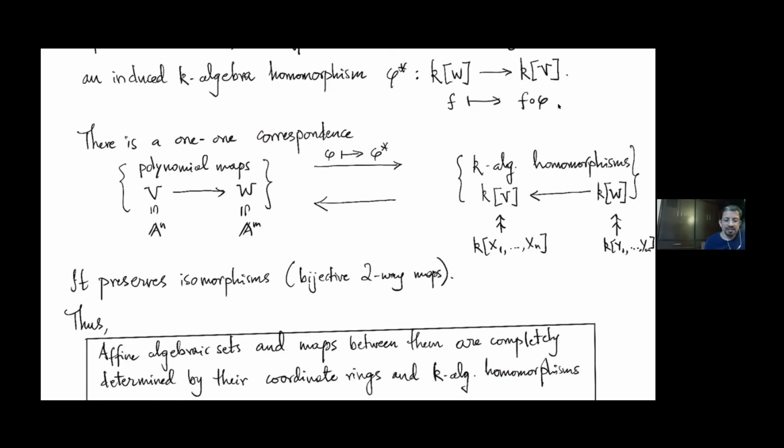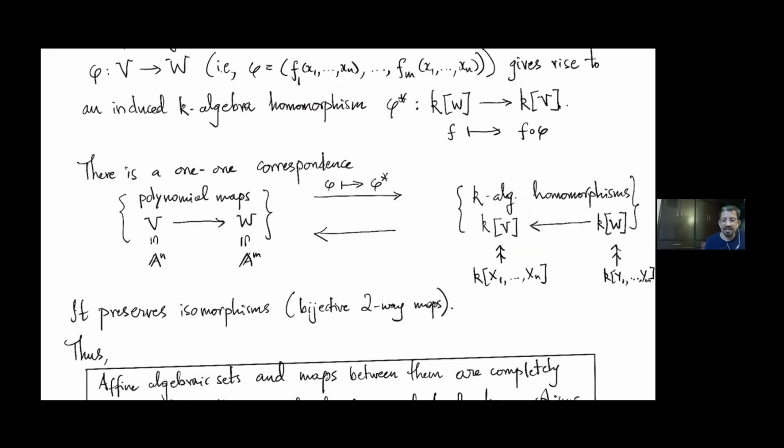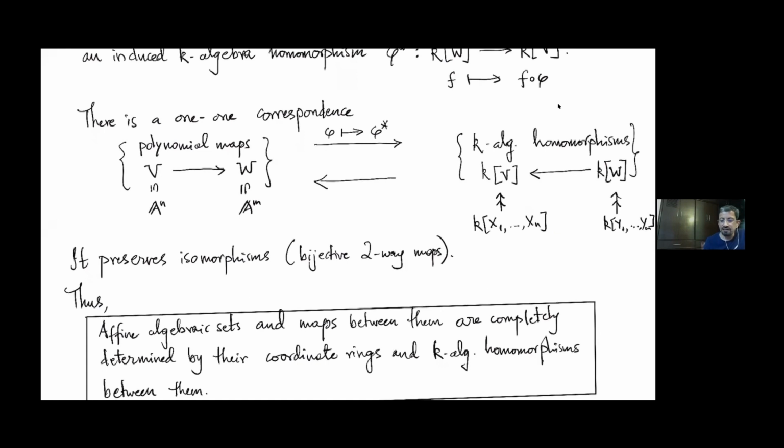So what this is doing is, suppose I give you a polynomial map phi, then exactly as what we did here, phi star, that is the map obtained by composition. So that gives you a k-algebra homomorphism from kW to kV. And in the reverse direction, if I give you a homomorphism from kW to kV, then because V has a coordinate ring which is a quotient of the polynomial ring in x1 to xn, because it's an affine algebraic set here, and W was an affine algebraic set here, so its functions are again quotients of k[y1, ..., ym].